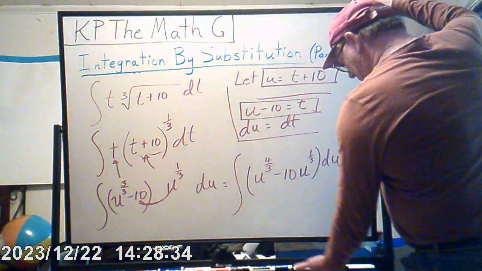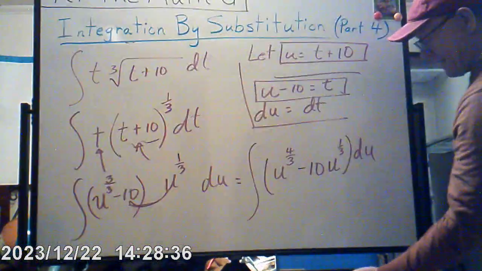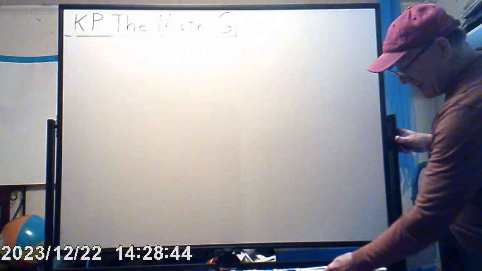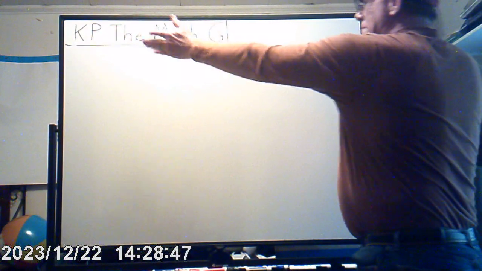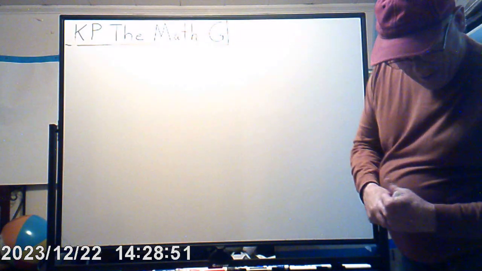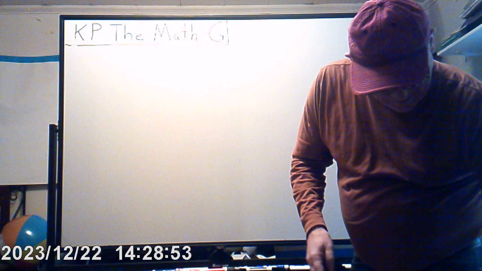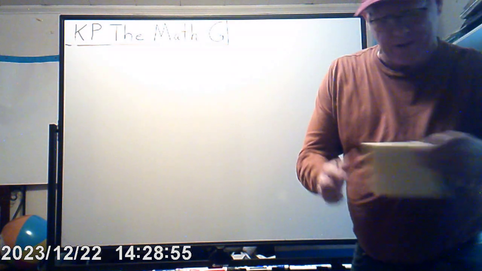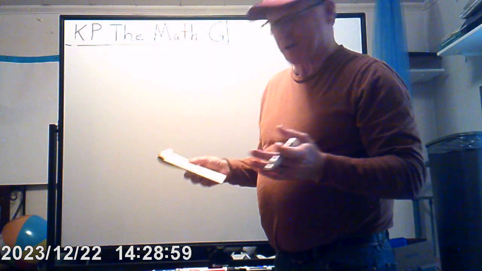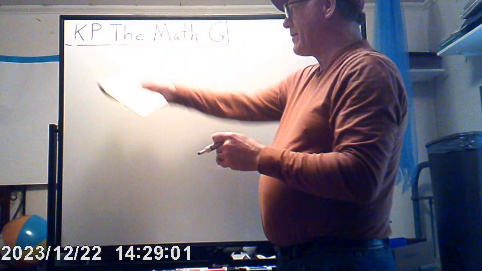Oh, okay, I've got boxes here. It's Christmas time and I got boxes on my bed. Okay, here we go. How convenient, I write KP the Math G on both sides of the board. I want people to know who's talking here. I'm KP the Math G. My kids named me that when I taught school. I didn't name any of this.